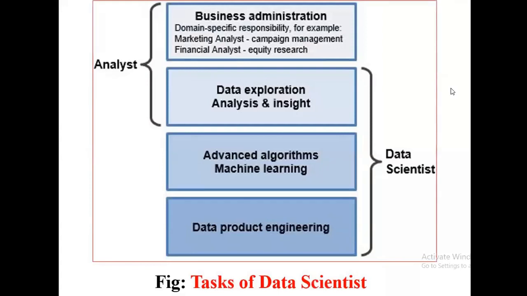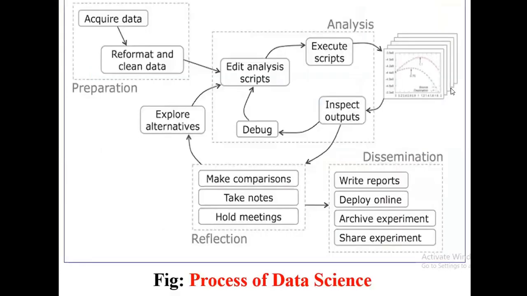What is the difference between a data analyst and a data scientist? A data analyst concentrates on business administration and domain-specific responsibility, for example marketing analyst, campaign management, financial analyst, equity research, etc. Data exploration, analysis and insights. A data scientist concentrates on data exploration, analysis and insights, advanced algorithms, and machine learning and deep learning algorithms applied for various applications. Finally, data product engineering applications are developed.